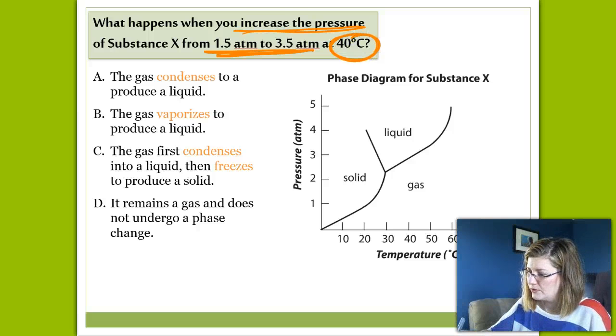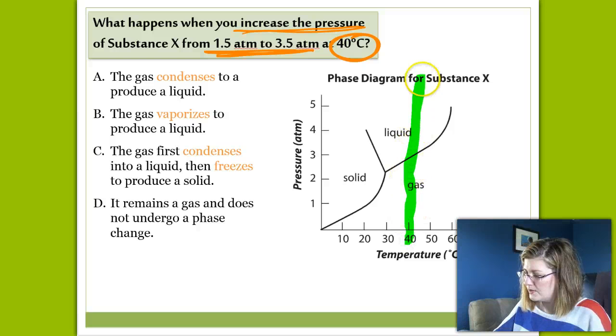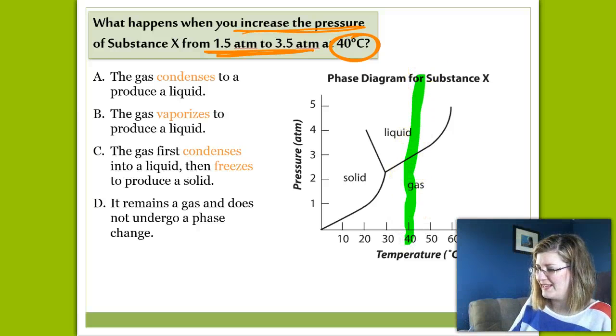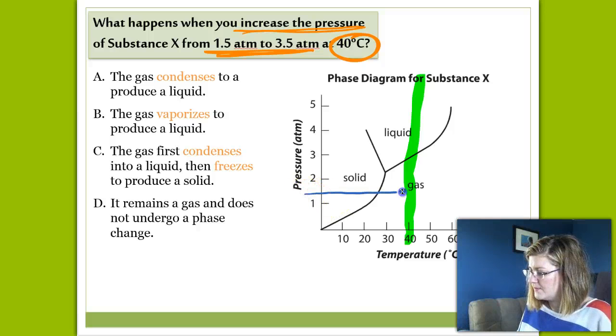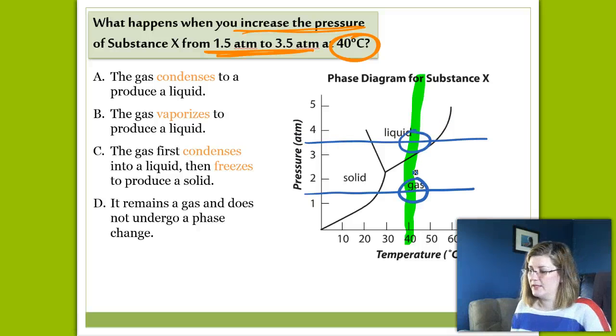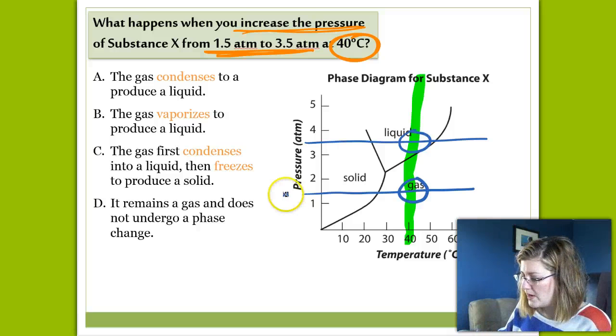So we are going to look right along this line here, 40 degrees C, which isn't much of a line. It's kind of a squiggly, right? We're looking at 1.5 atms. And we're looking at 3.5 atms. And of course, we're looking at these 2 points. So what has happened? This is our first state, this is our second state.